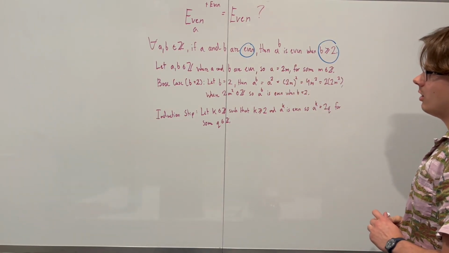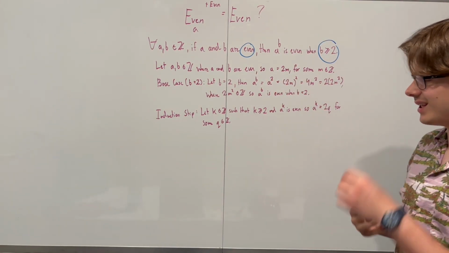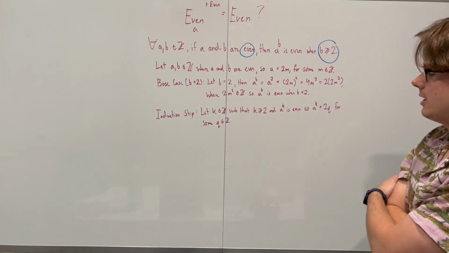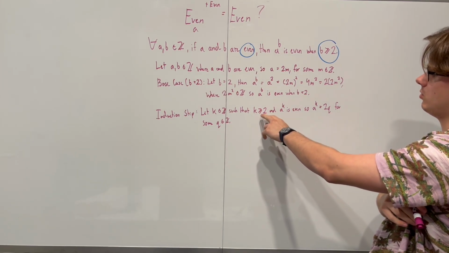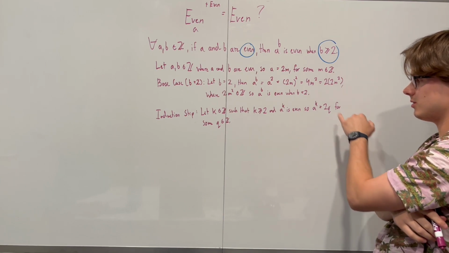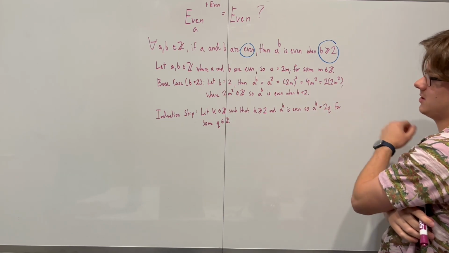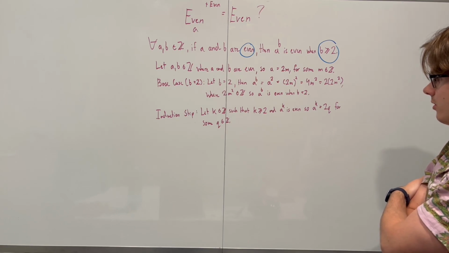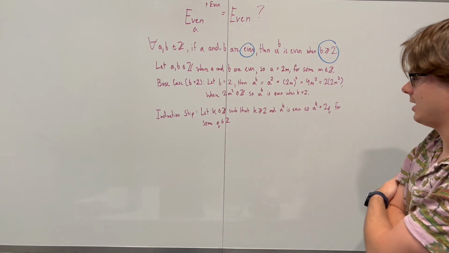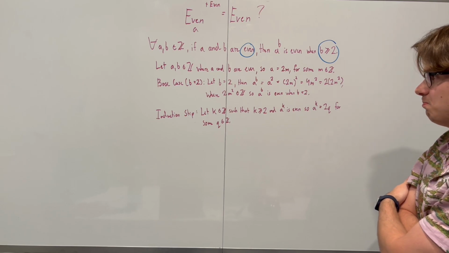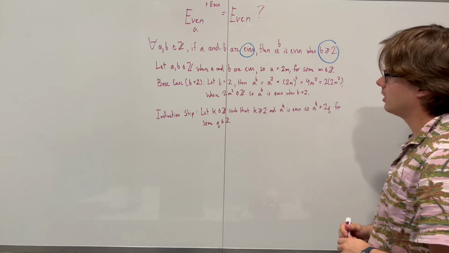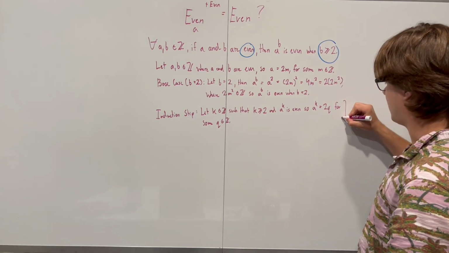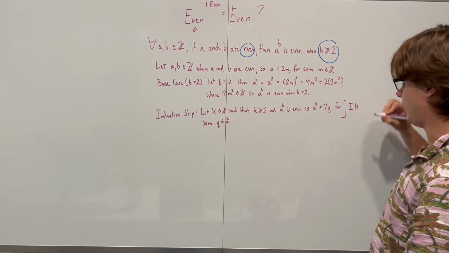Okay, we've basically just said, let's suppose that k is an integer, k is greater than or equal to 2, and a to the power of k is even, which means you can write it as 2 times an integer. Great. Maybe I should write suppose k is an integer instead of let, but it should be the same logically. Now, what do we want to show in our induction step? Well, this is our induction hypothesis here. I'm just going to call it IH.